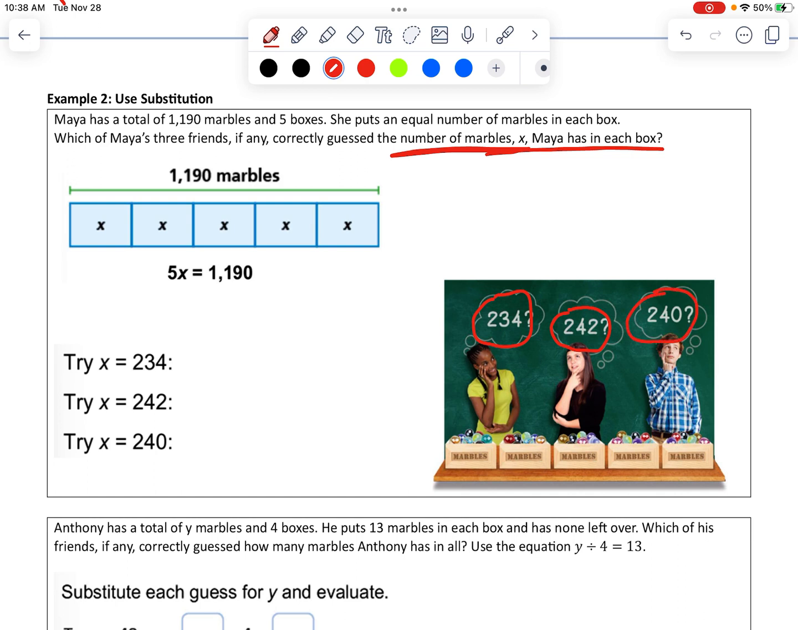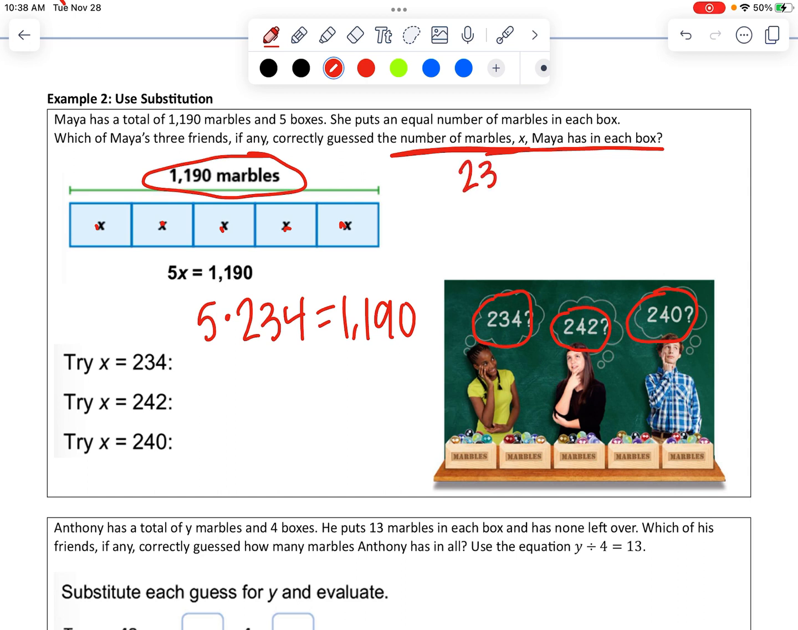Okay, so it tells us there's 1,190 marbles, and there's 5 different boxes that we're putting them into. So we have to figure out how many marbles go in each. Okay. So yes, normally we could divide to get this, okay? But it wants us to figure out which one of these is correct. 234, 242, or 240. So we're going to figure out, if it says x is 234, that would mean this is 5 times 234 equals 1,190. So I'm going to do that up here. I'm going to do 234 times 5 to see if that's correct.